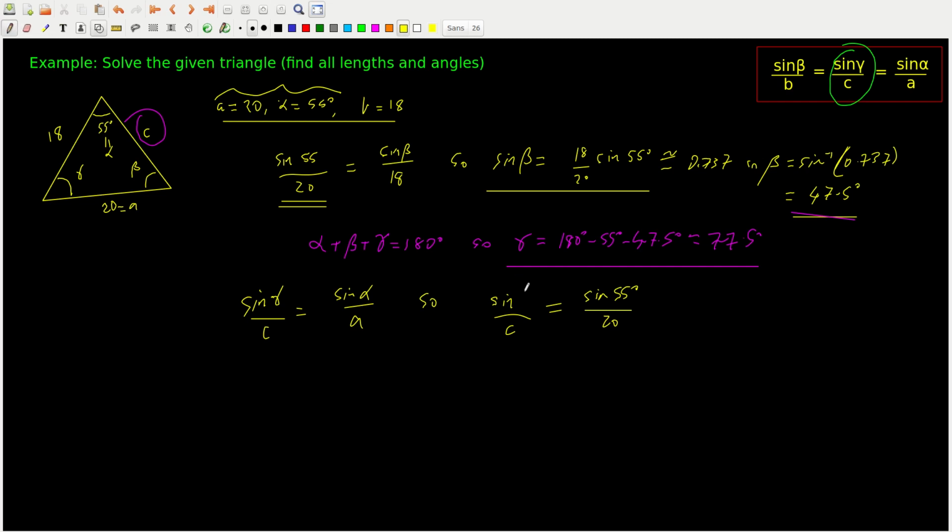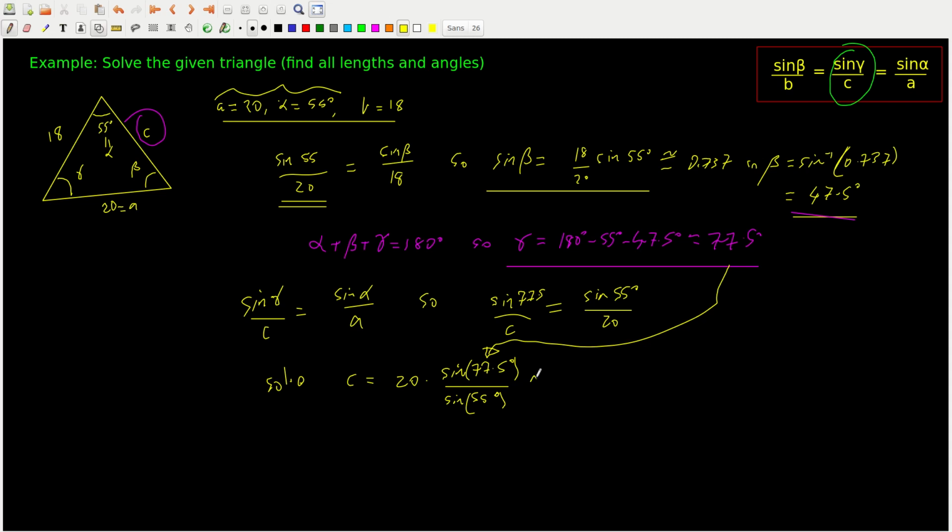Gamma was 77.5 degrees, and so we know everything here except the c value. Solving for c gives us c is 20 times the sine of 77.5 degrees over the sine of 55 degrees. I'm leaving this value in my calculator. I'm approximating when I write it down, but I'm keeping the exact value in my calculator so that I can calculate as precise a value of c as we can.